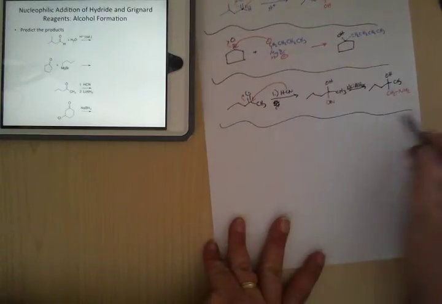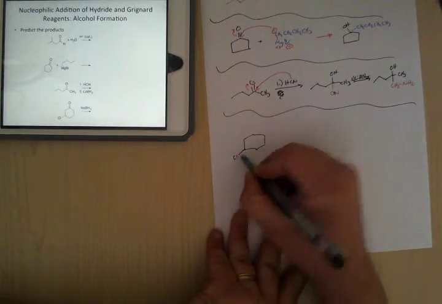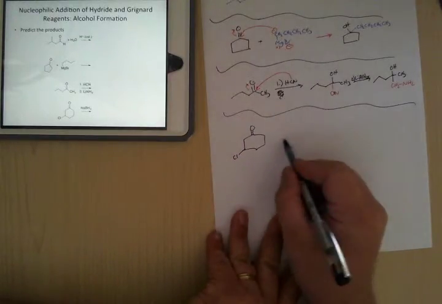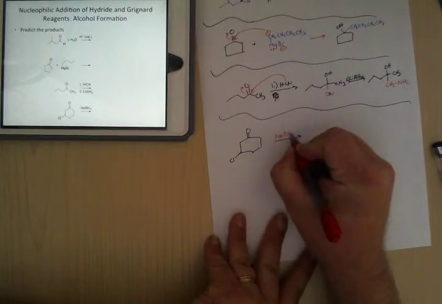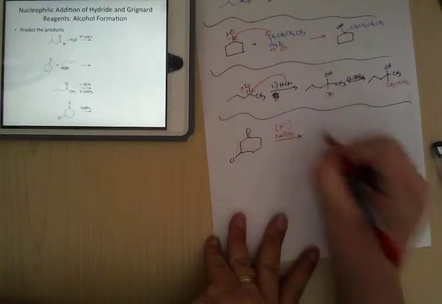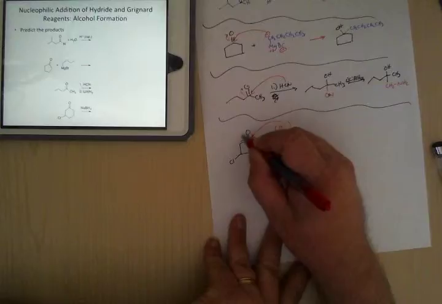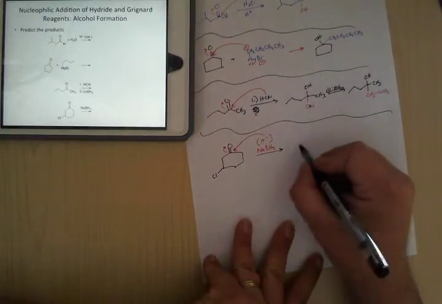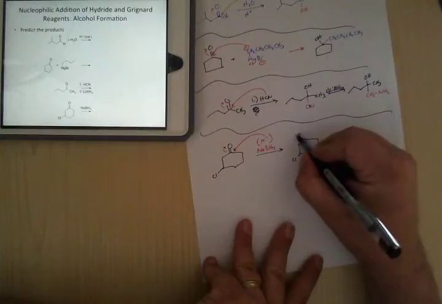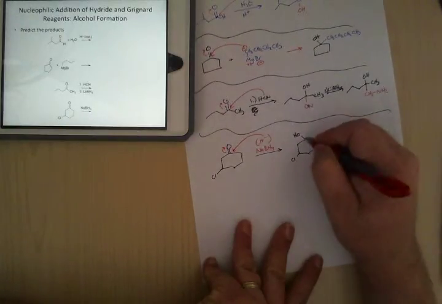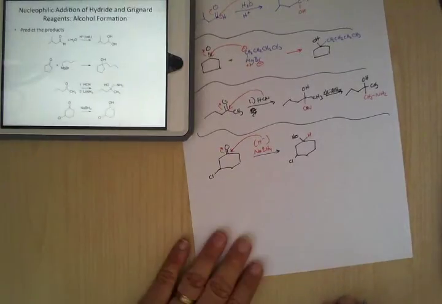Now the last one. Remember sodium borohydride, so that's just H minus. Again, you're going to get attacked there. That's going to kick up. So you're going to end up with OH plus what attacked it. There you go.